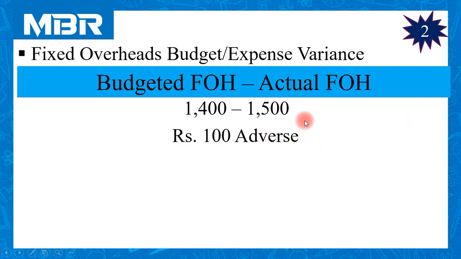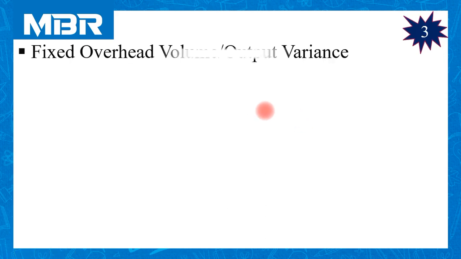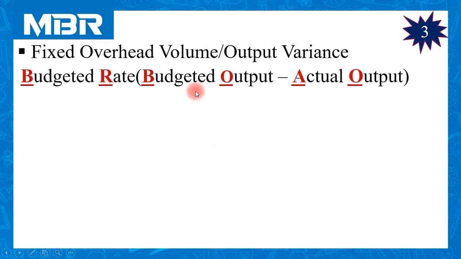Third, fixed overhead volume or output variance. Formula for the calculation: budgeted rate into bracket budgeted output minus actual output. Here we need to compare information of the budgeted production, or you can say output, and actual output. So insert the data in the formula: BR into bracket BO minus AO.